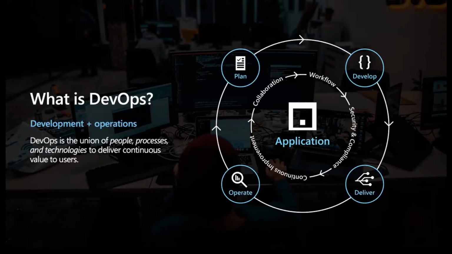Now, we've heard about people, process, and technology before. If you think about ITIL, for any of you in the service management space, people, process, technology is there. But the really important part of this definition for me is those last few words, to deliver continuous value to users.